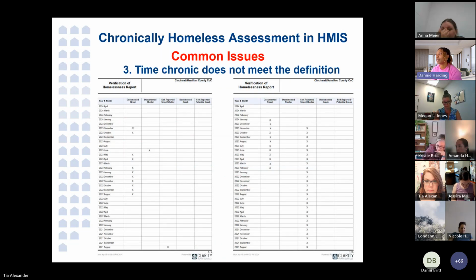Time chronic does not meet the definition with the example above. In the first example, 12 months are documented, but there are not 4 instances. In the second example, the client has 12 consecutive months documented. However, they are not the most recent months, which is a requirement.